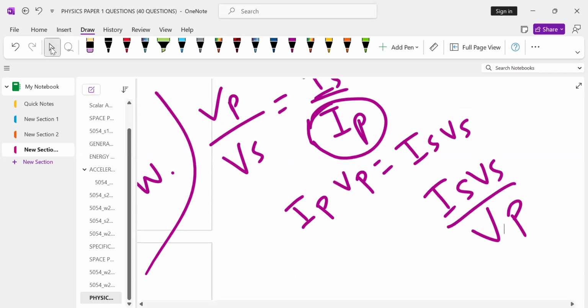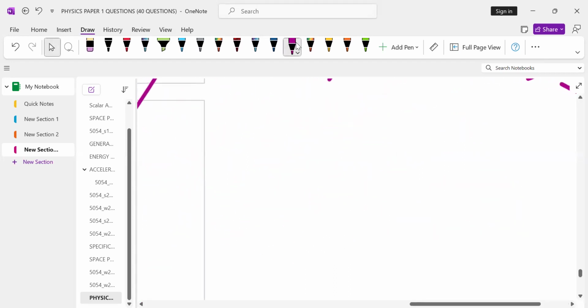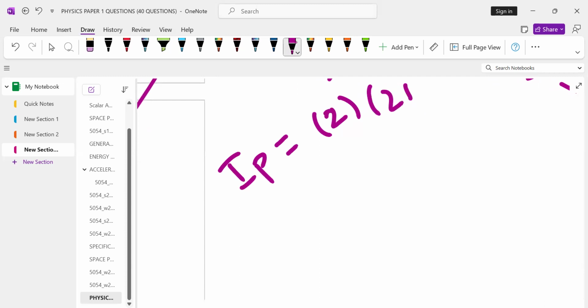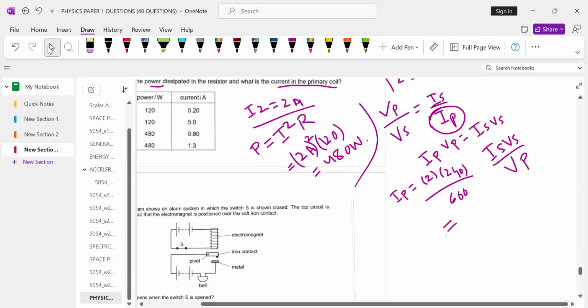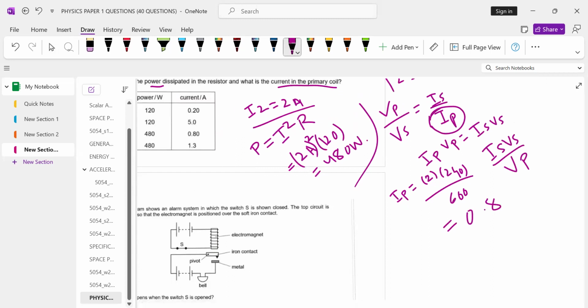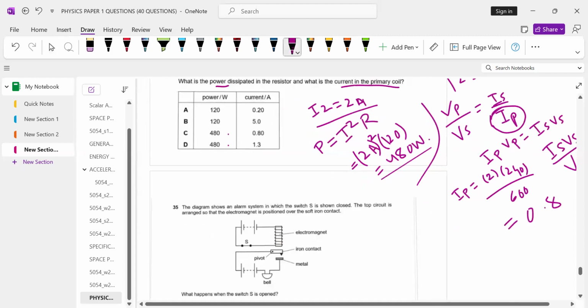Let's put in the values. So IP equals 2 amperes, which is the current, times 240 divided by 600. Let's put this into the calculator. It gives the answer 0.8. The power you found is 480. 480 has two options, C or D. But 0.8 has one option, which is C. So option C is correct for this question.